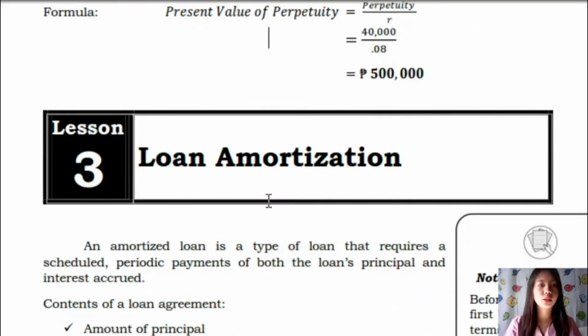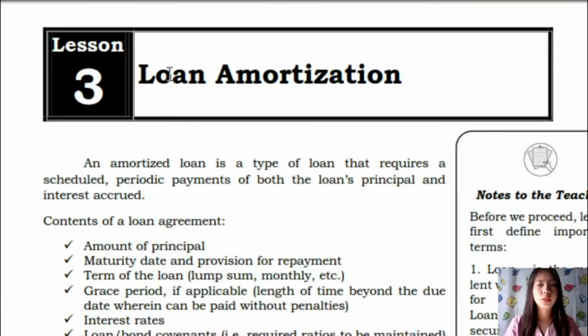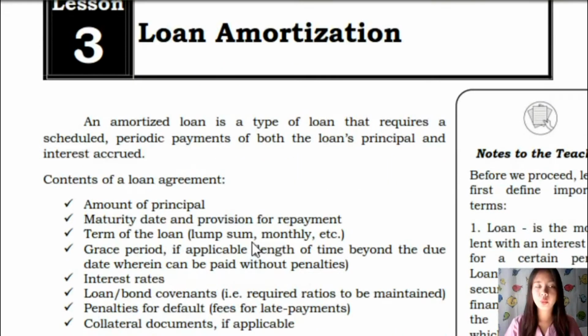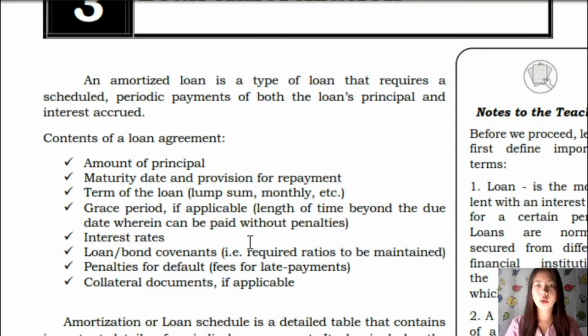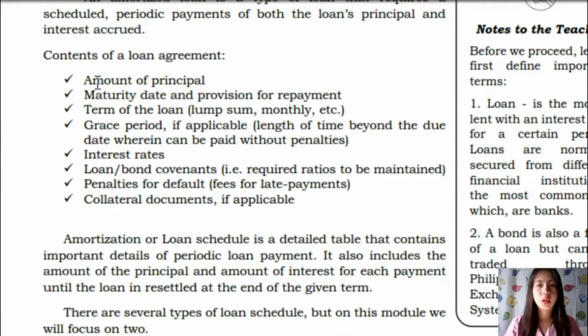Let's go now to lesson 3, which is the loan amortization. An amortized loan is a type of loan that requires a scheduled periodic payment of both the loan's principal and interest accrued. Here are the contents of a typical loan agreement: the amount of principal, maturity date, and the provision of repayment, kung kailan mag-end, and ano ang mga other terms for repayment.